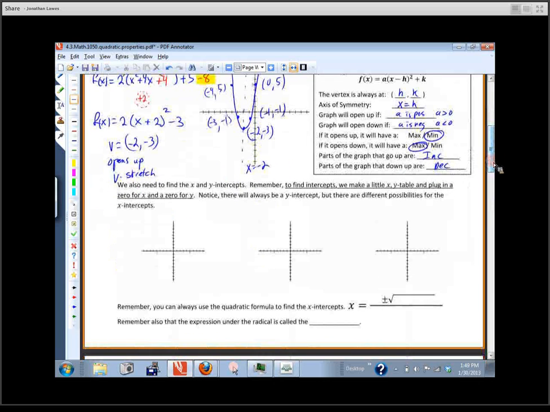It says we also need to find the x and the y-intercepts. And remember to find intercepts, we make a little xy table, plug in a 0 for x and a 0 for y. Now, it's a little bit wordy, but that in effect is what we do to find those. Notice there will be always a y-intercept, but different possibilities for the x-intercepts. So we're going to graph a parabola that opens up. All right, that doesn't really look like a parabola, but you'll notice that we have an x-intercept here and here, and then I have a y-intercept right here.